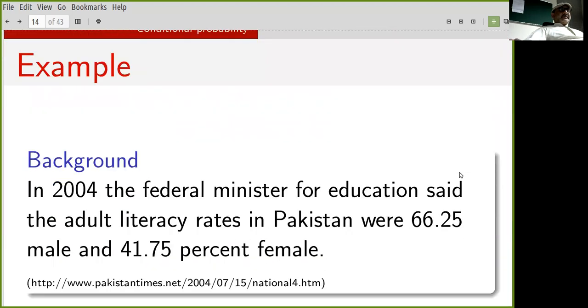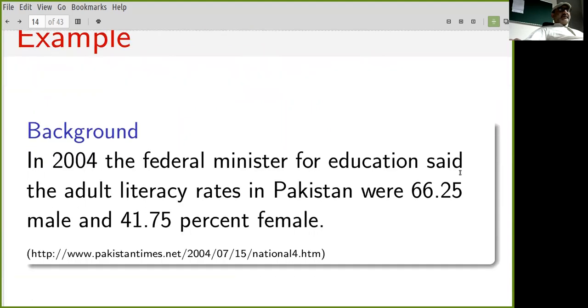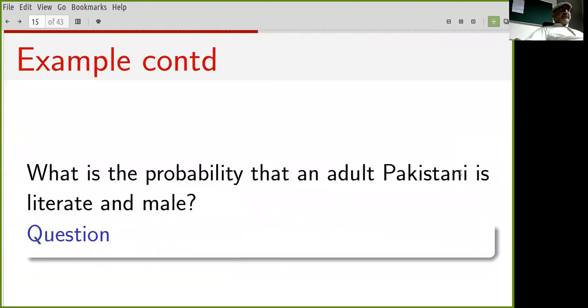All right, so let's do an example. Supposing that we are given adult literacy rates in Pakistan. So we're told that the male adult literacy rate is 66.25%, and that the female literacy rate is 41.75%. And now we're asked to give the probability that an adult Pakistani is both literate and male. Okay, that's the question.